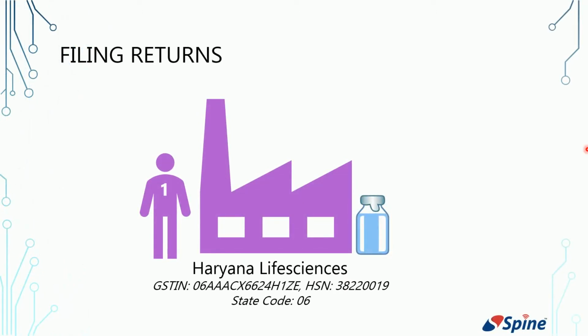Consider a company called Haryana Life Sciences. Haryana Life Sciences, as shown in purple, manufactures sealed liquid bottles. It has a GST identification number and an HSN code, as shown. And the state code for Haryana is 06. For simplification, let us keep the GST identification number as GSTIN1, and the HSN code as HSN1.